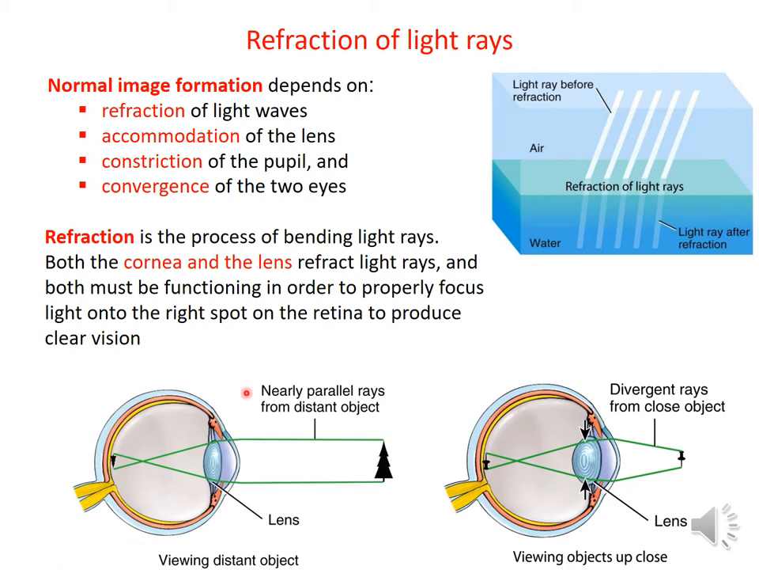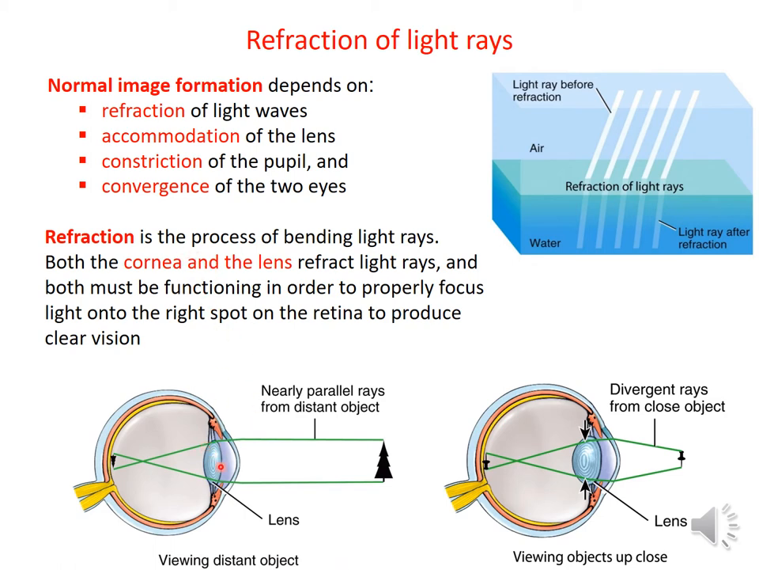Our eyeball contains two convex lenses. The first one is the cornea. The second one is the lens. So, when we have an object producing light rays, and these light rays pass from the air medium to another clear medium, we have bending of the light rays, and this bending is going to form an image of the object on the retina to allow us to see this object.